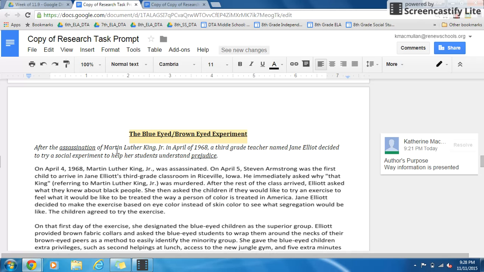After the assassination of Martin Luther King Jr. in April of 1968, a third grade teacher named Jane Elliott decided to try a social experiment to help her students understand prejudice. So I underlined assassination. That means when a public figure is murdered. So when Martin Luther King Jr. was killed. I underlined experiment because that's one of the ways that authors present information or text structure. And then I underlined prejudice because we know that prejudice is another word for bias.